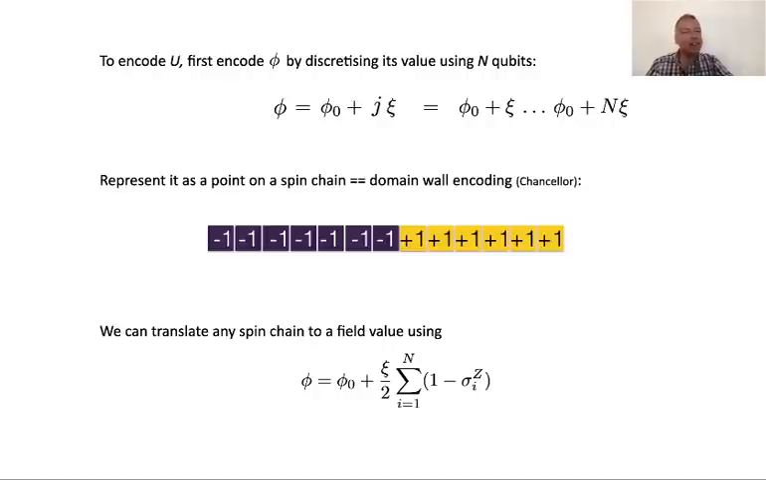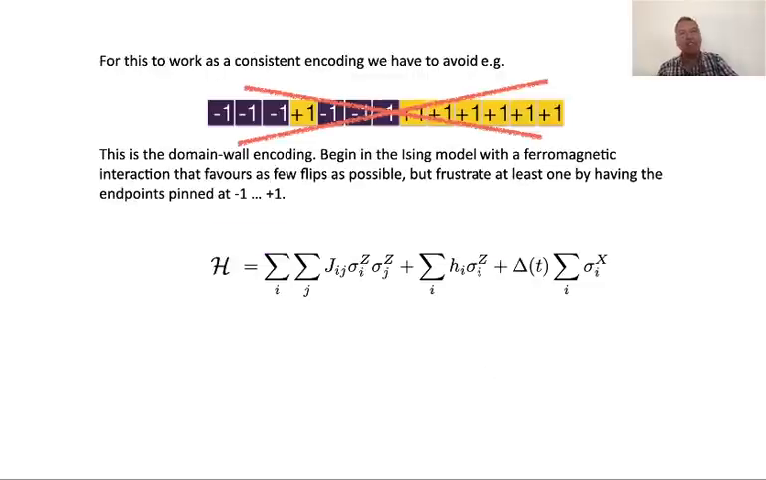And in order for it to make sense, we have to make sure that we encode it to avoid this sort of thing happening. Right? So we want to avoid the situation where we have more than one place where it goes from -1 to +1. And we do it by putting a particular sort of interaction onto the annealer.